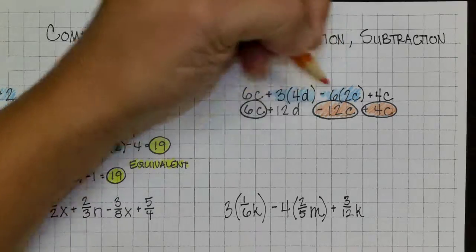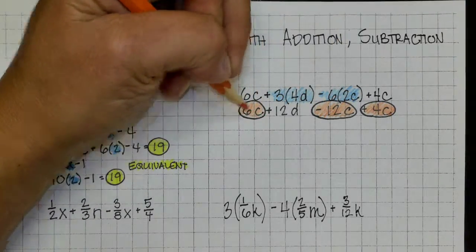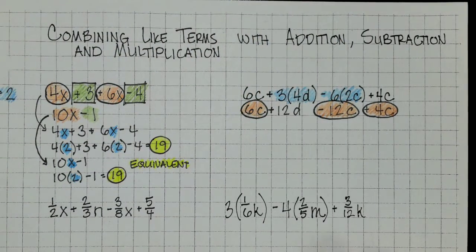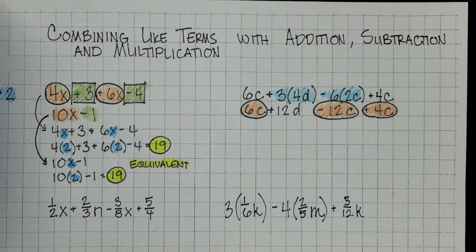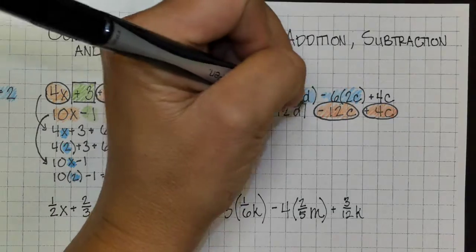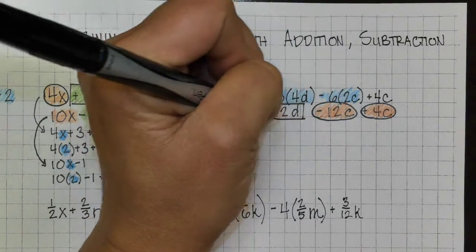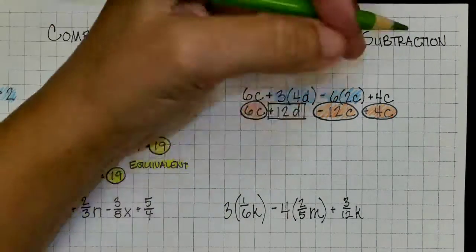So as I've told you guys, you can use the circles and squares. You can use the colors. I'm actually doing 2 different methods here for identifying like terms. I'm using colors, and I'm also using shapes. I'm going to square off my plus 12D because that's a different term.